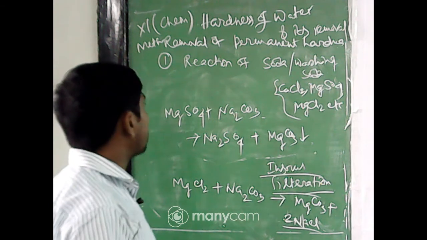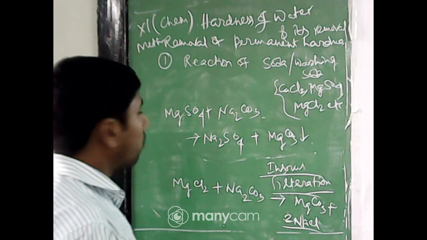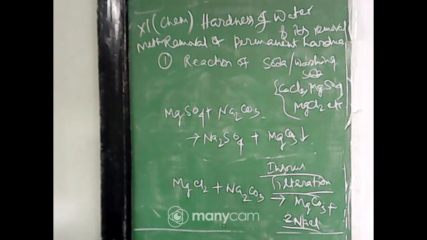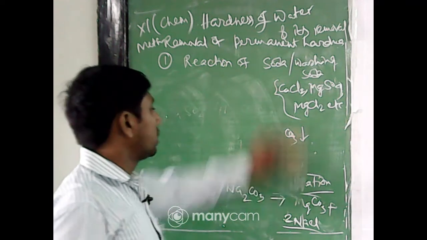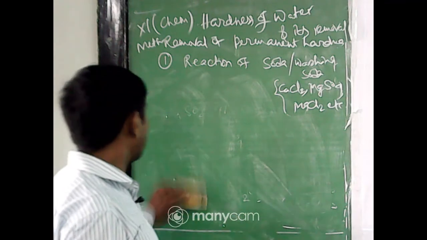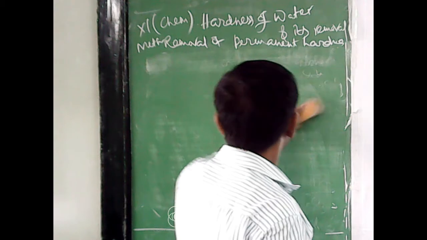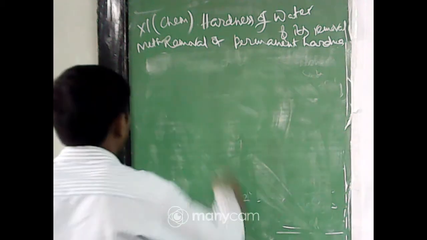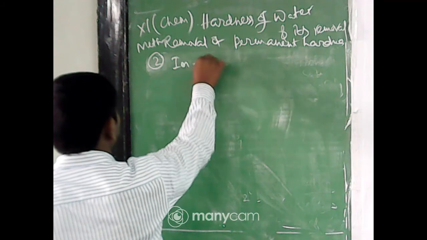So this is the first method for the removal of permanent hardness, the washing soda method. Clear? Respond quickly. Next, number 2, ion exchange method.